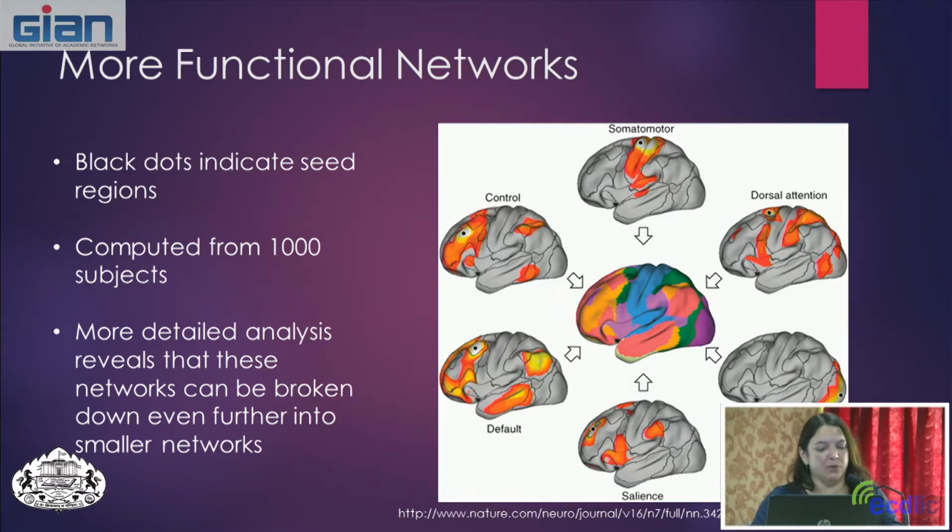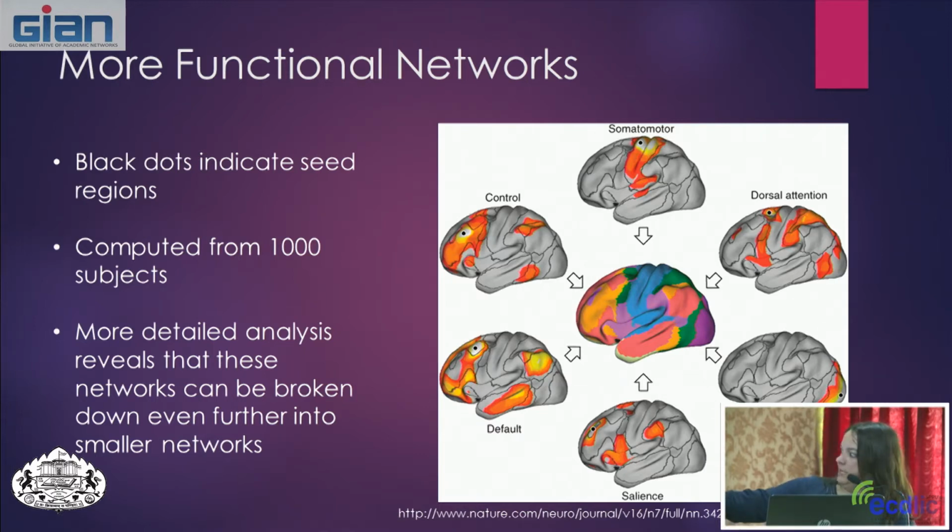So I gave you the three major networks, but people also are finding more and more functional networks all the time. So if you look at each of these, the black dot is where a seed region was taken, and more than 1,000 subjects were used to compute correlations between these seed regions over time, and they found these other sort of networks. So again, the executive control network can be shown here on the left, and this is active while a person is doing a task. This is a background activity active while a person's doing a task.